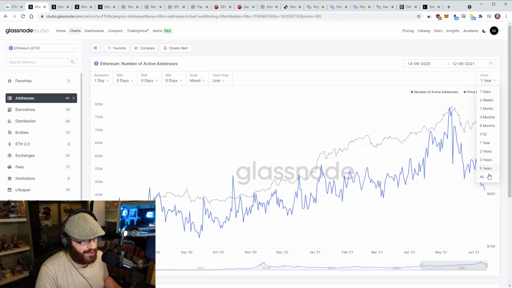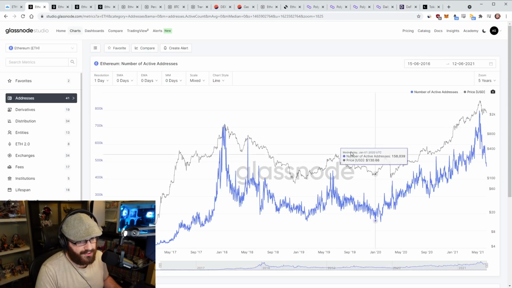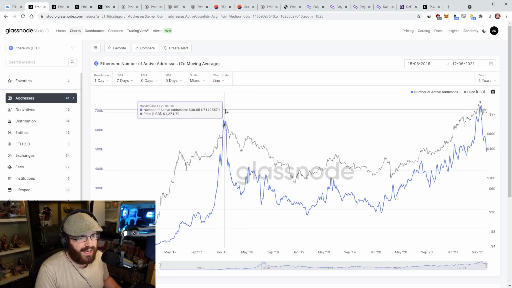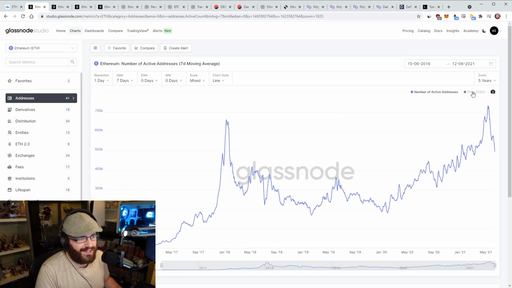but it is one you can use for a macro picture. Because if we scroll out to 5 years and look at the last cycle here, let me do a 7-day moving average on this. You can see the same thing happened at the end of the last cycle. And I'm not saying that the cycle's over this time, but generally this is what you'll see: a spike in active addresses, and then a come down.